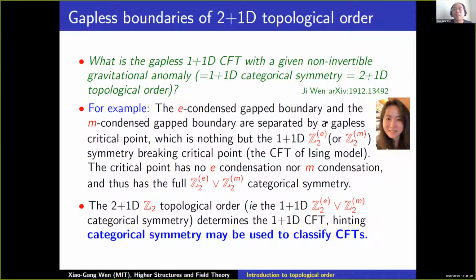However, at this critical point, we don't have E condensation nor M condensation. So actually, this critical point has a full categorical symmetry. Therefore, we can view this 1+1D CFT as a gapless state with a full categorical symmetry. Okay, and this is really what we mean by saying that categorical symmetry can be used to determine or even classify CFT.